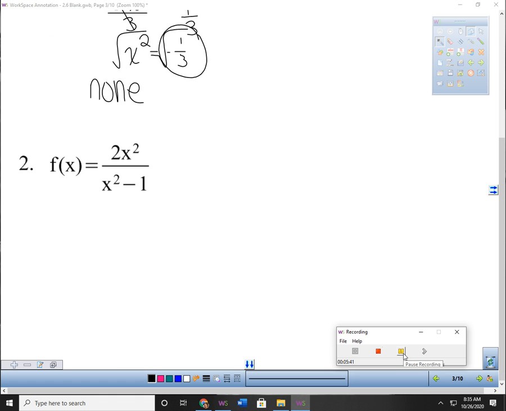All right, so for number 2, let's talk vertical asymptotes first. So I'm going to take this up here, this bottom part, and I'm going to set that equal to 0.